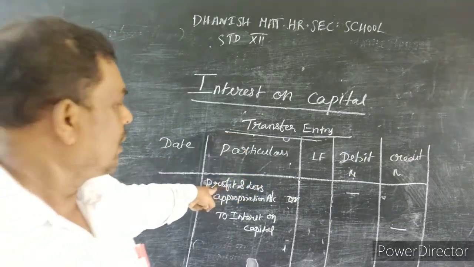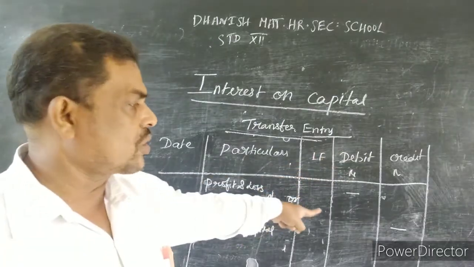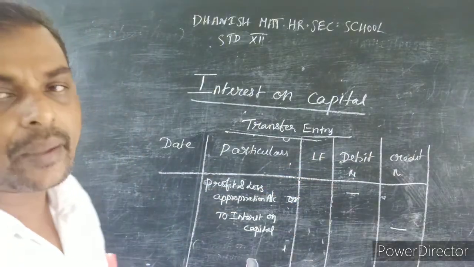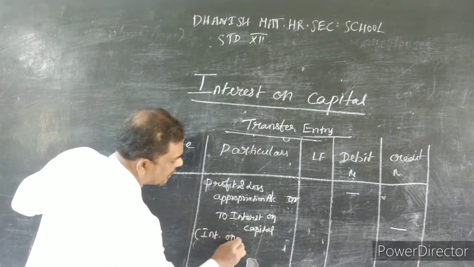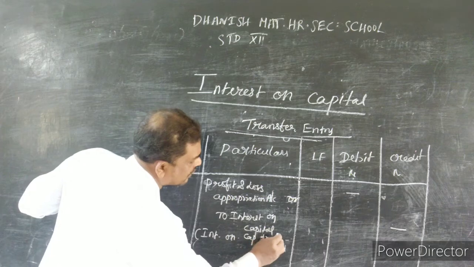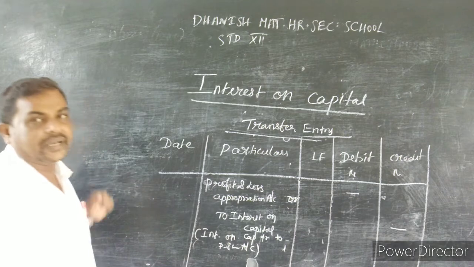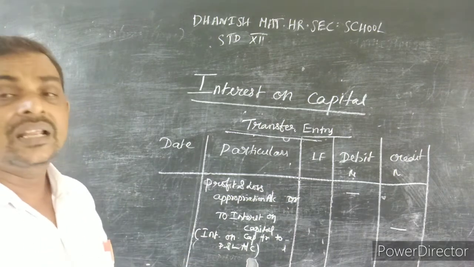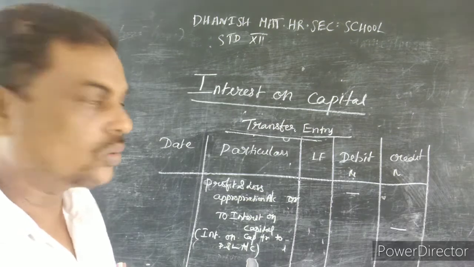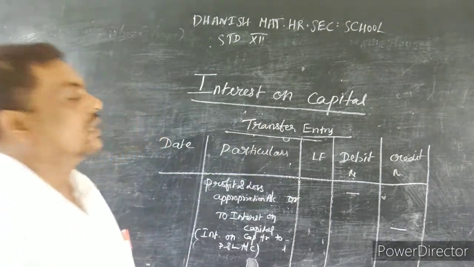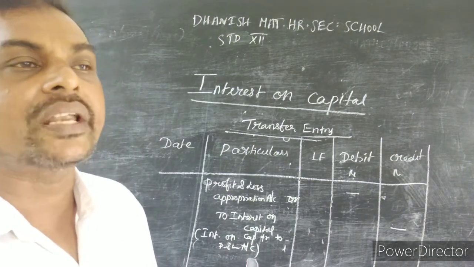What is the transfer entry? Profit and loss appropriation account debtor to interest on capital. The narration is: interest on capital transfer to profit and loss account. So this is the adjusting entry and transfer entry for interest on capital.